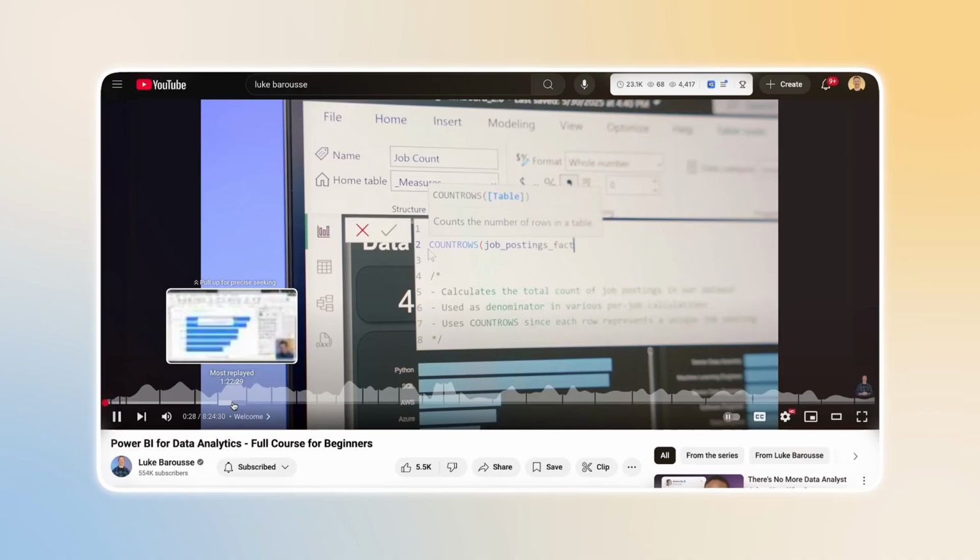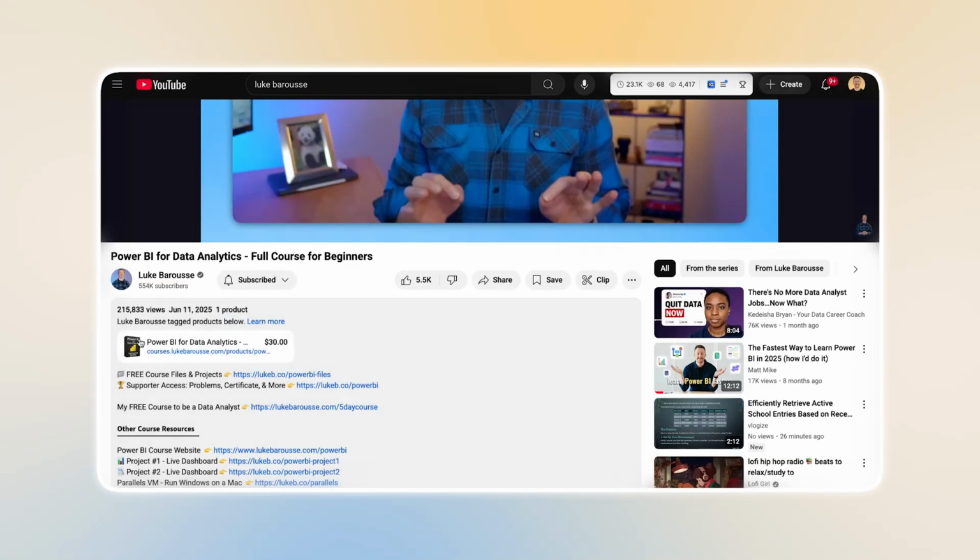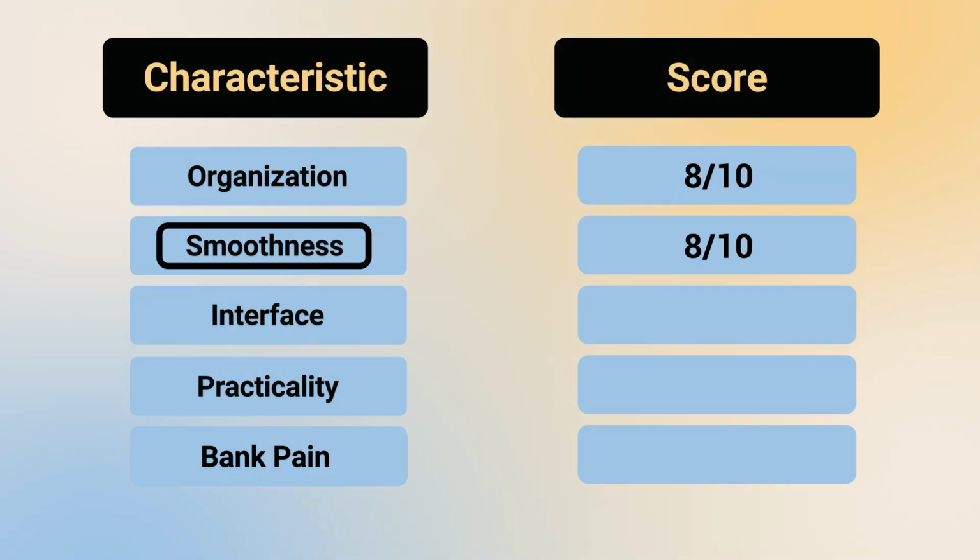Next, smoothness. So it is very smooth, as you're literally following Luke step by step for the entire course. With that said, you are navigating chapters as opposed to modules on a course platform. So overall smoothness, I'm giving an 8 out of 10.